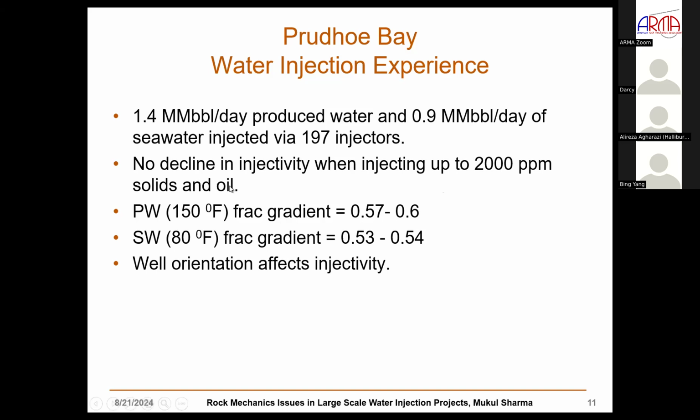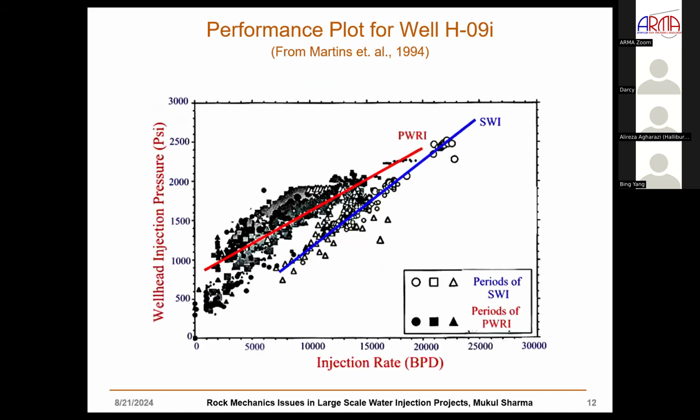So they began to then treat the water less and less. And what they realized was that if you inject produced water at 150 degrees Fahrenheit, you get a frac gradient of about 0.57 to 0.6. Seawater injection, which is cooler, you get a frac gradient of about 0.53 to 0.54. And of course, the orientation of the wells also affected the injectivity.